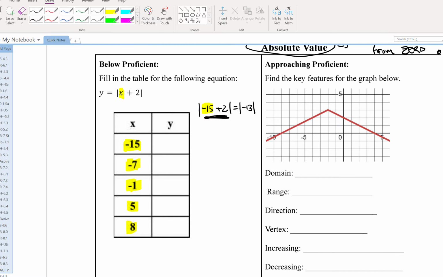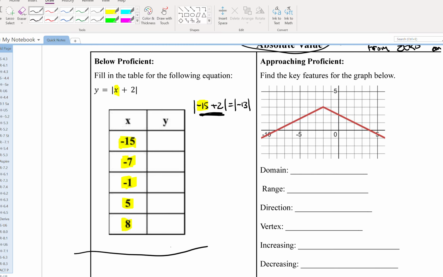So imagine if you were at negative 13, and 0's here, and I'm at negative 13. How far am I going to have to travel to get to 0? And the answer there is always positive. So this is going to be 13 units, because distances are not negative. Differences are always positive. And so the absolute value of negative 13 is 13.